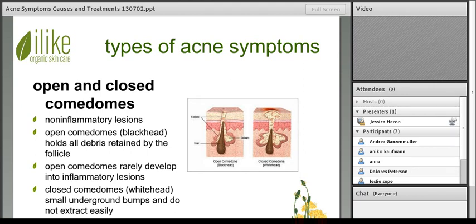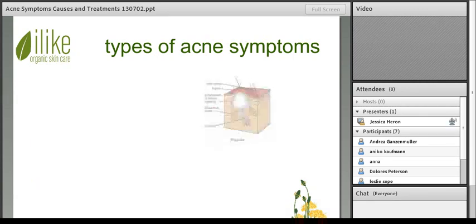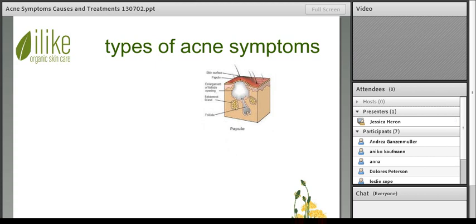Closed comedones, the whiteheads, are small underground bumps, and they don't really extract very easily. We know open comedones can extract a little bit easier, but the closed comedones, not so much. There's a lot more work that has to be done to get them to soften and open up. Usually that's going to take a little bit of treatment. The closed comedones may develop into inflammatory lesions because of the reasons we just mentioned, that's the lack of oxygen being able to get inside the pore.